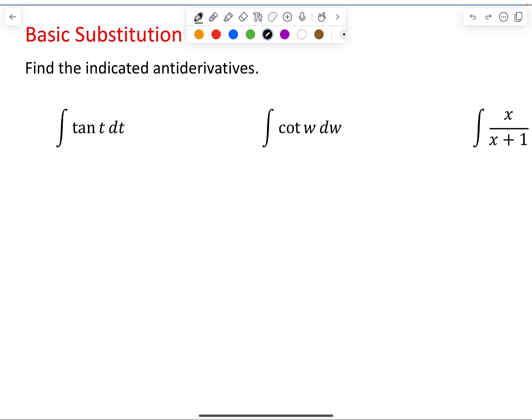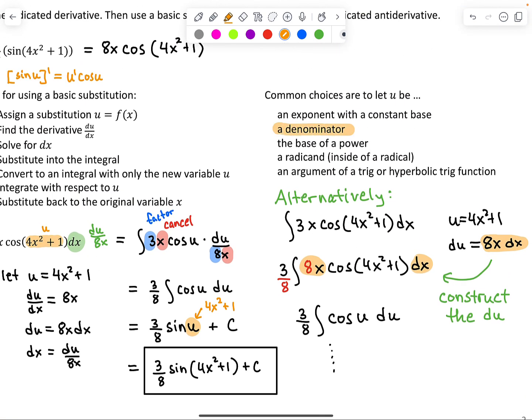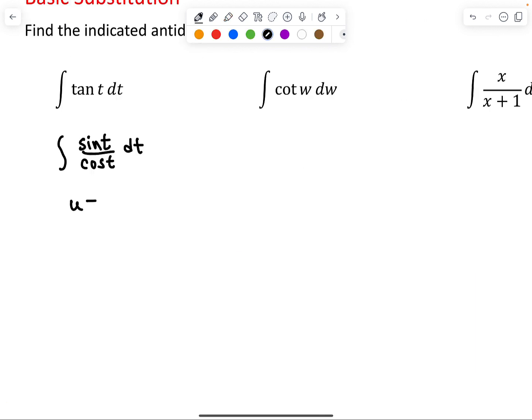In the case of tangent, I'm going to rewrite it using a trig identity. It's equal to sine of t divided by cosine of t. Now, one option for a choice of u, scrolling back, was to let u be an entire denominator. Let's take this approach here. So we'll let u be that cosine of t. So the derivative of u with respect to t is negative sine of t. And I'll move the dt over right now.